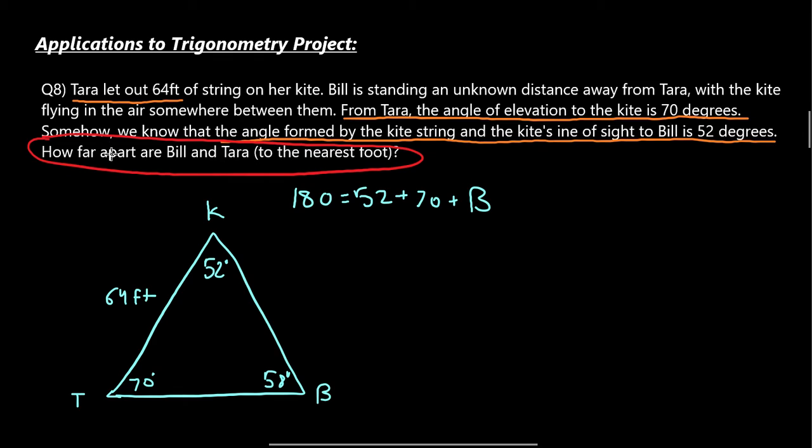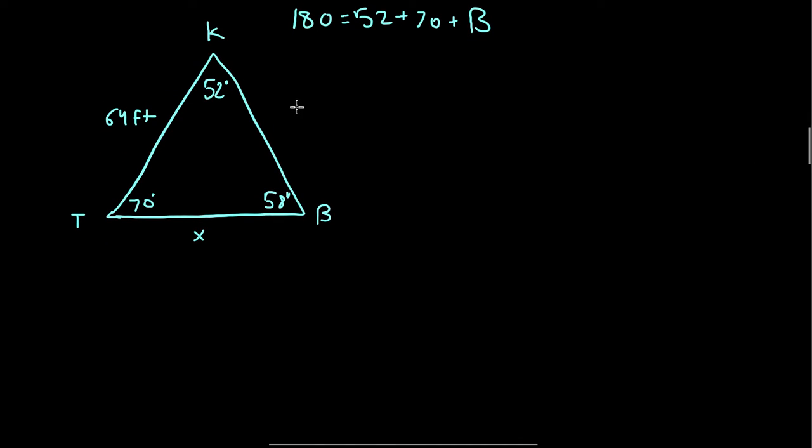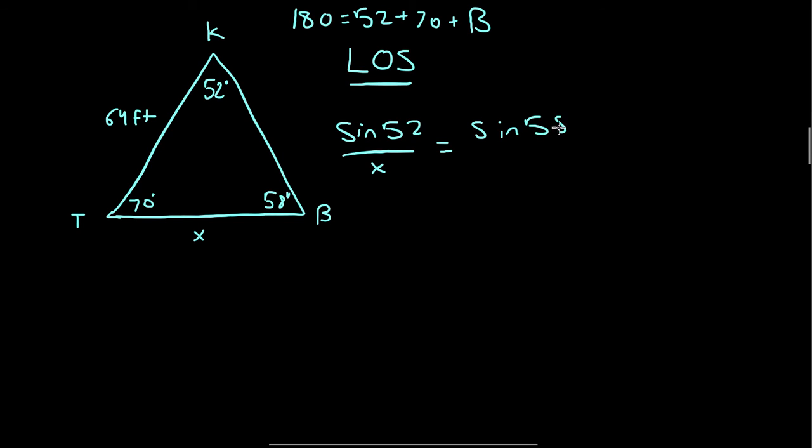Then we are asked to find how far apart Bill and Tara are to the nearest foot. So we know that we're dealing with the side length. This is going to be our x variable. Now we don't need the word problem anymore. We can solve for this using the law of sines. So we know that the sine of 52 over x is equal to the sine of 58 over 64.